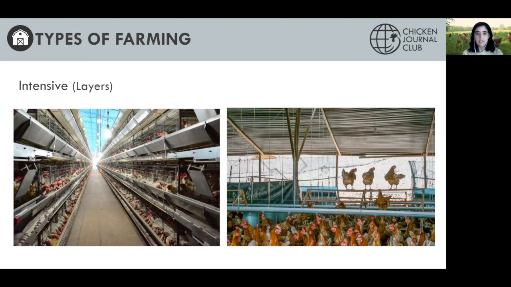The photo on the right is another example. The birds are all together in the same housing, but they are free to roam inside, and they can exhibit more normal behavior like perching. They also have nesting boxes where they can lay the eggs and nest. However, this system requires farm workers to constantly check for new eggs for collection.